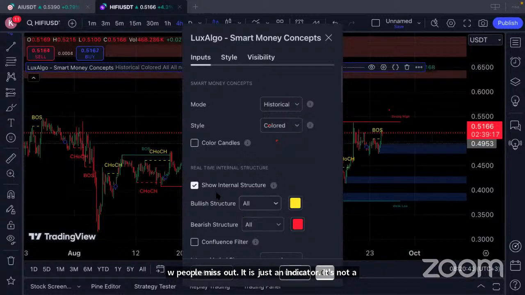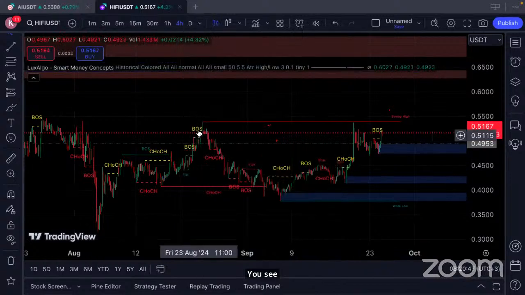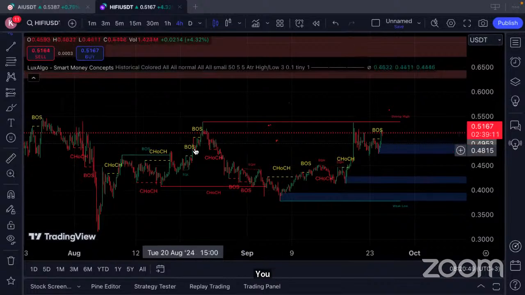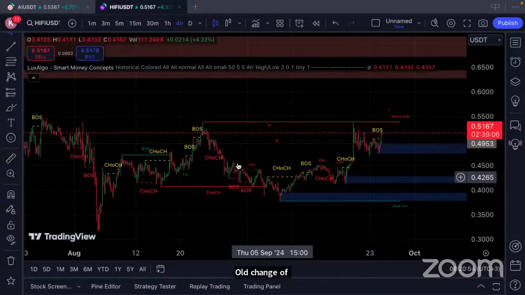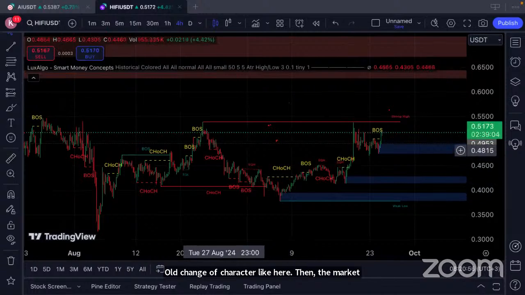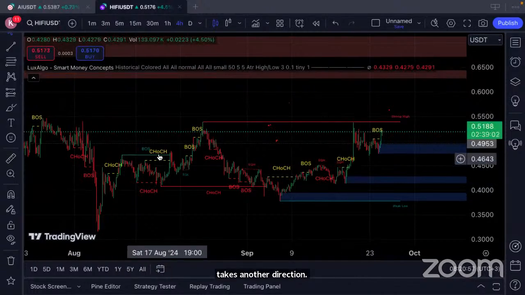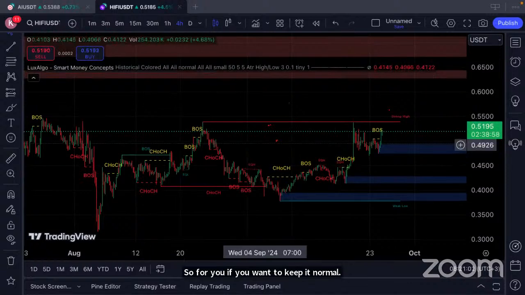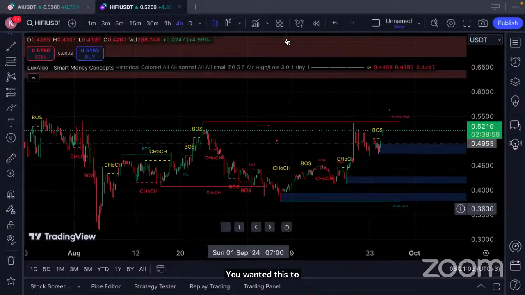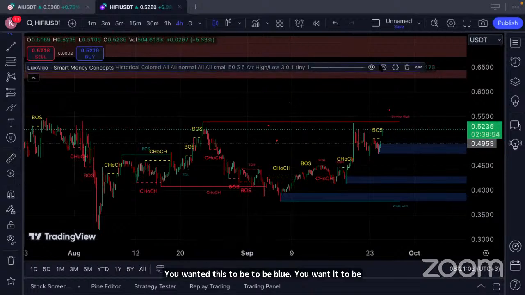You see, sometimes it can give you break of structure or change of character, like here. Then the market takes another direction. So if you want to keep it normal, you want this to be blue, you want it to be yellow, you want it to be orange, it is up to you. Me, I have no choice about that.